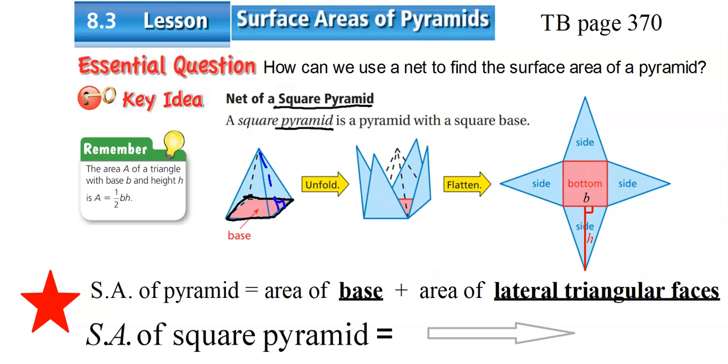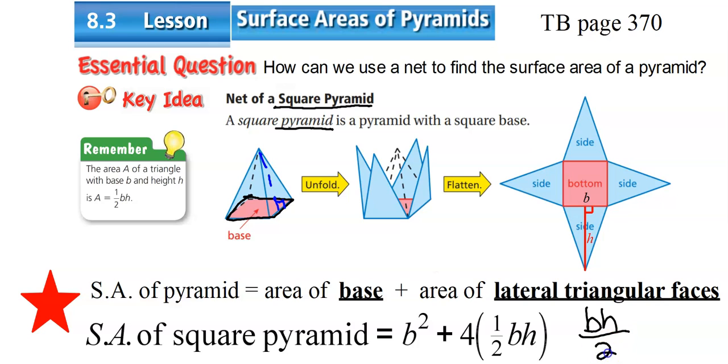And then I want you to know that we could write a formula for this. SA stands for surface area, right? So the surface area of a pyramid is equal to B squared. So we take the side length of the square and we multiply it by itself because that's the area of the base, plus 4 times the area of each of the triangular faces. Now, oftentimes I will use B times H divided by 2 in place of this, right? But when you multiply by 1/2, it's the same as dividing by 2.